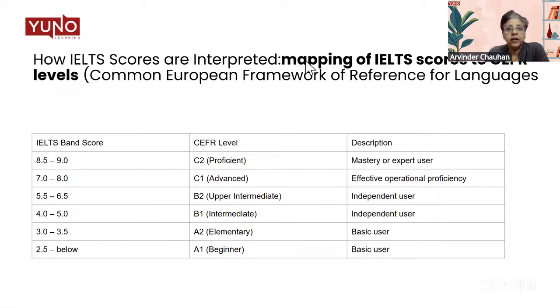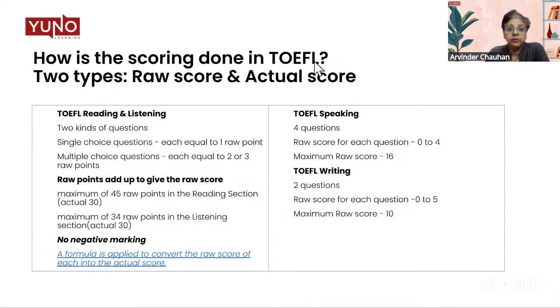Okay. How is the scoring done in TOEFL? Now let's come to TOEFL. TOEFL has two types of scores. They have a raw score and an actual score. Again, over here I would say that it's good to know information that you should be knowing how it is done. However, you don't really have to get into the nitty-gritty of it, right?